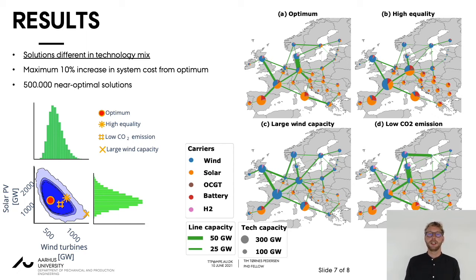In the large wind capacity scenario, we see that there's of course a lot of wind turbine capacity in Northern Europe, combined with a very strong transmission grid. And in the low CO2 emission scenario, we see that the model installs more storage technologies than we've seen in the other scenarios, combined with a very strong transmission grid.